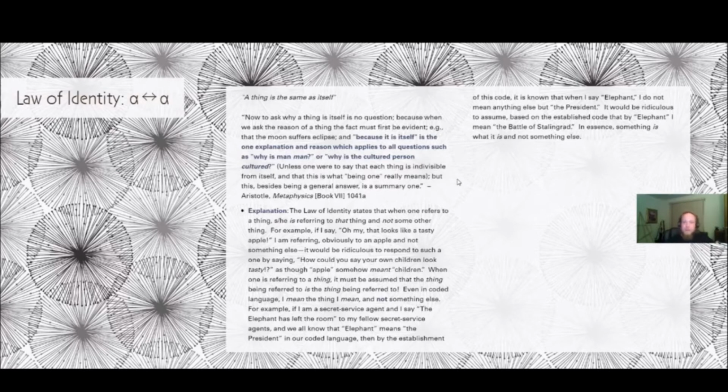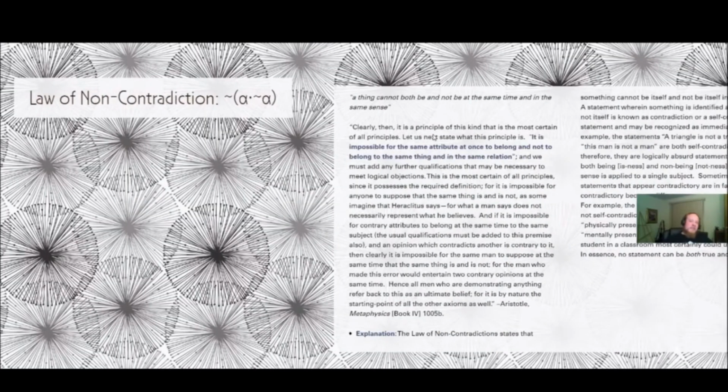I am me. All right, the next one is the law of non-contradiction. Now, this is basically a variation on the same theme. So if the law of identity is true, these other two laws of logic are sort of corollaries.